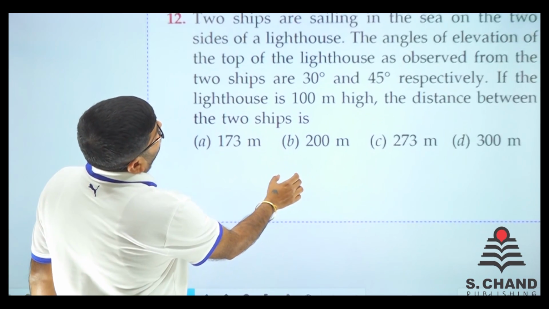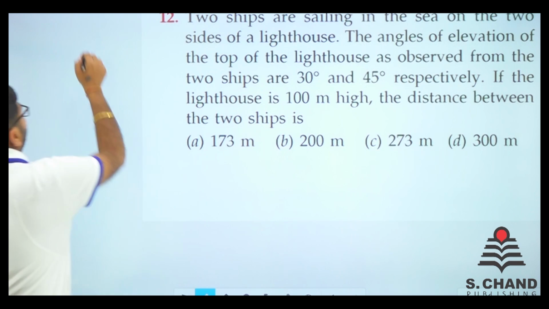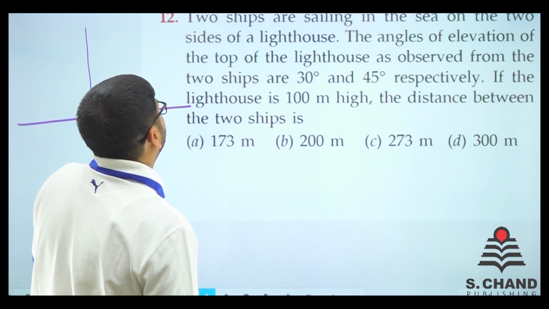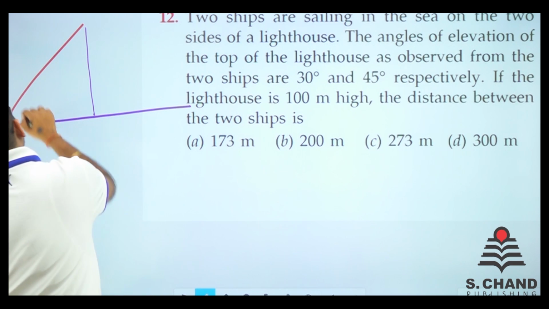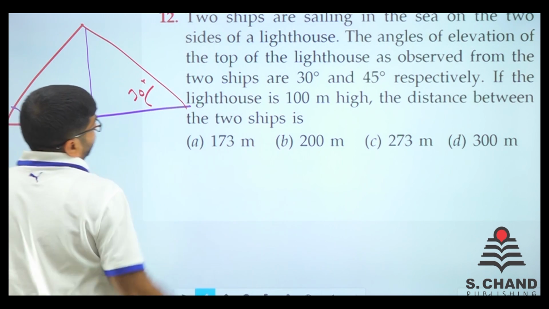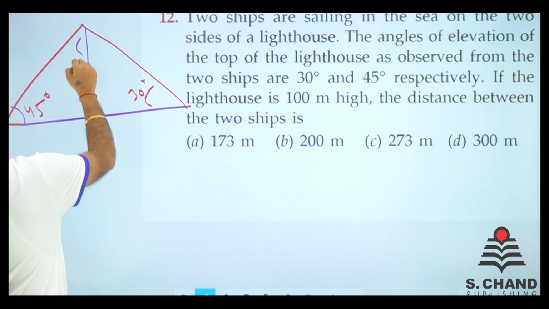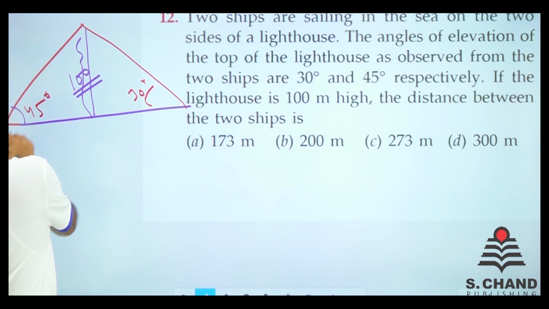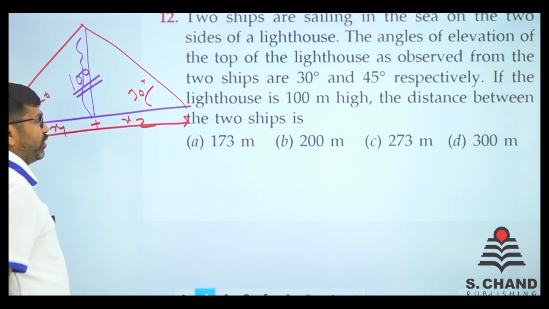Two ships are sailing on the sea on the two sides of the lighthouse, right? So we make the figure over here. This is the lighthouse. These are the two ships. The angles of elevation of the top of the lighthouse as observed from the two ships are 30 degree and 45 degree. So this is, say for example, 45 degree. This is 30 degree. If the lighthouse is 100 meter high, you have to find the distance between the two ships. So this is x1, this is x2, and you need to find x1 plus x2.